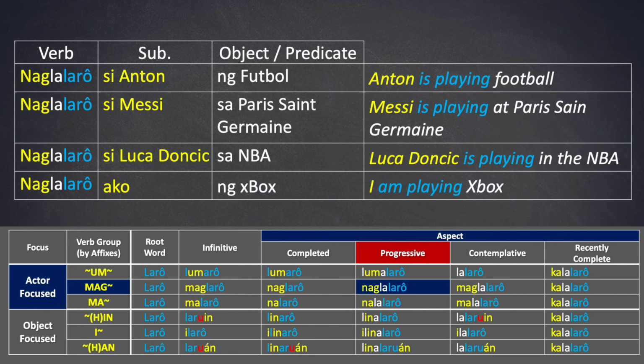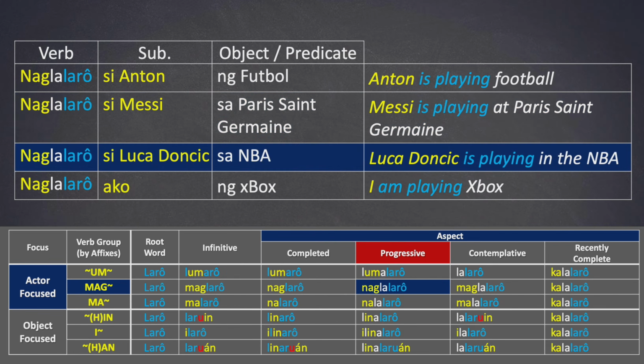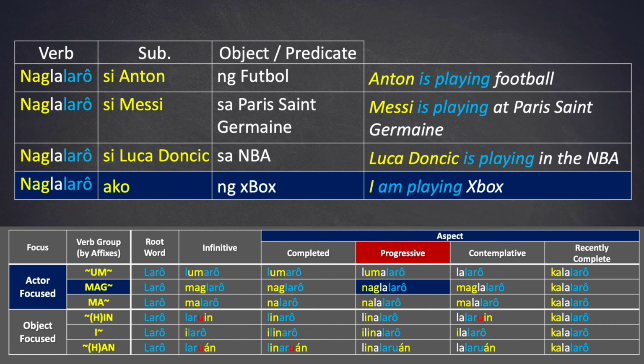The next verb means the same as the previous verb but with a slight difference. Let's hear it. Naglalaro si Anton ng football. Anton is playing football. Naglalaro si Messi sa Paris Saint-Germain. Messi is playing at Paris Saint-Germain. Naglalaro si Luka Doncic sa NBA. Luka Doncic is playing in the NBA. Naglalaro ako ng Xbox. I am playing Xbox.